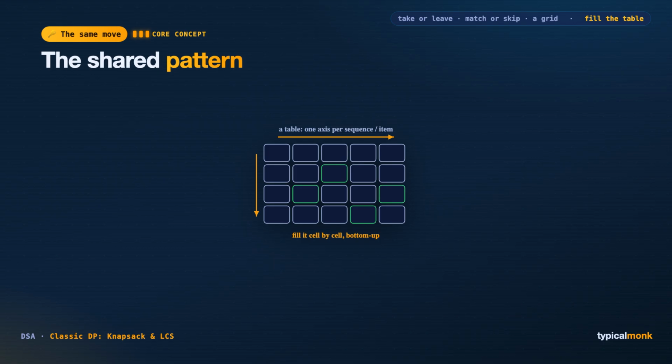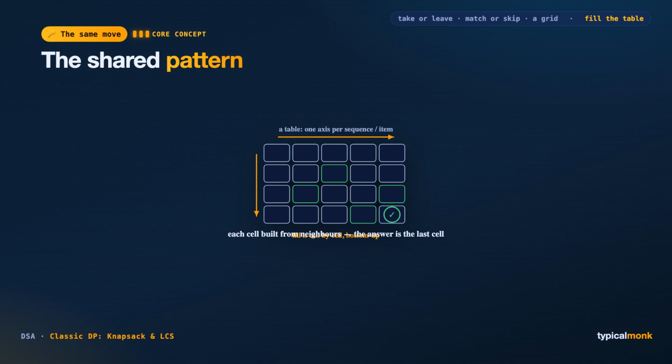This is tabulation from last class applied to a two-dimensional table. Finally, the answer to the whole problem sits in one particular cell, typically the last one, the corner representing the full problem with all items and all capacity, or both complete sequences. You fill the grid, and then you simply read off that final cell. That is the shared pattern in full. Define what a cell means, write the recurrence that builds a cell from its neighbors, fill the grid from the base cases, and read the answer from the last cell.